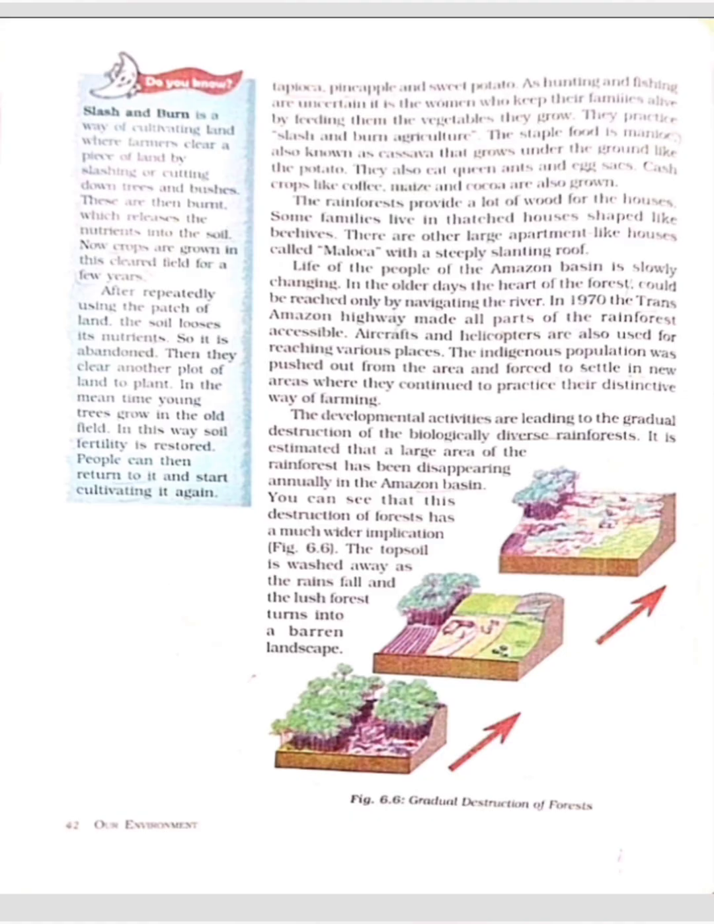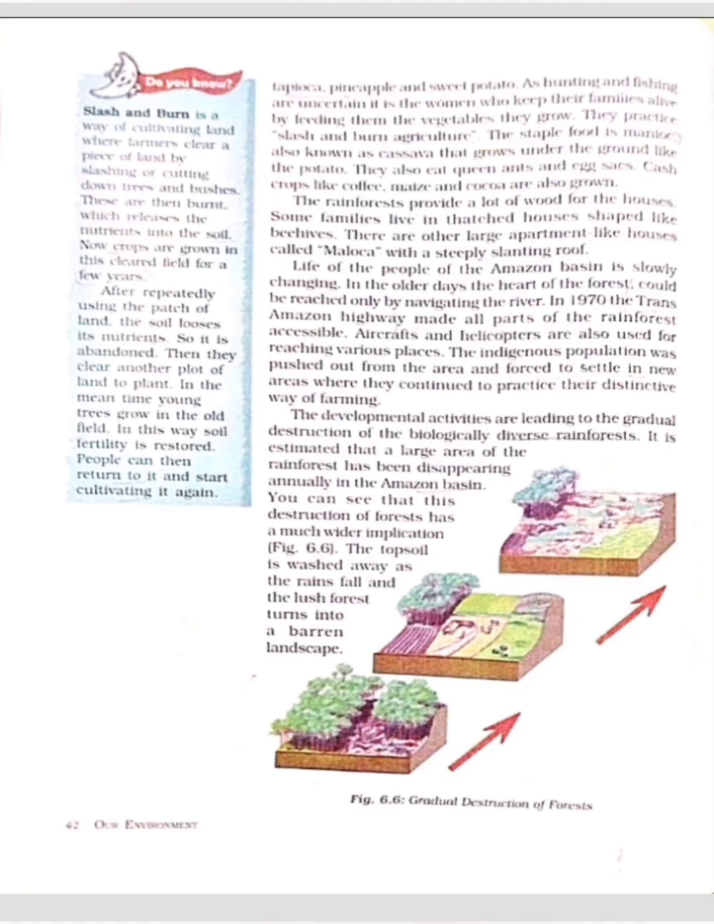Some families live in thatched houses shaped like beehives. There are other large apartment-like houses, called malocas, with steeply slanting roofs. You know about beehives, where small compartments are present; this structure resembles the houses of South African and the rainforest people of the Amazon basin. Their homes resemble that.